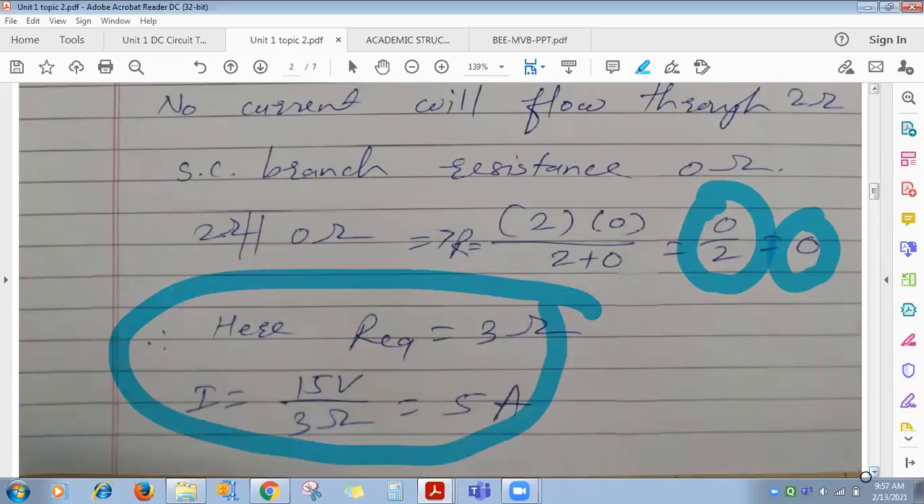So the concept of open circuit and short circuit, is this clear to all of you? Yes, ma'am. Okay, so next topic. It is clear.